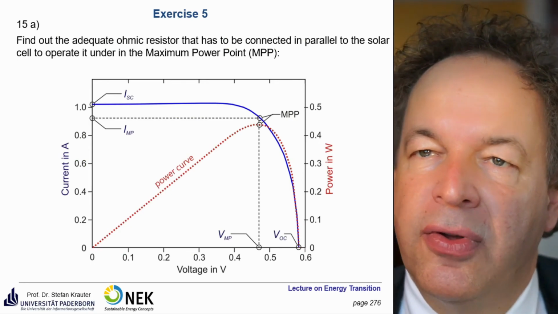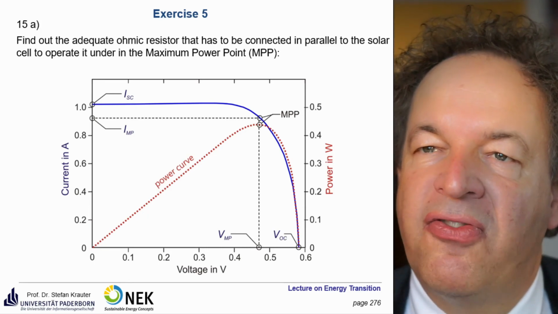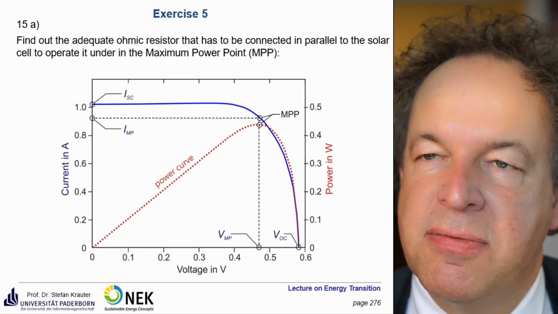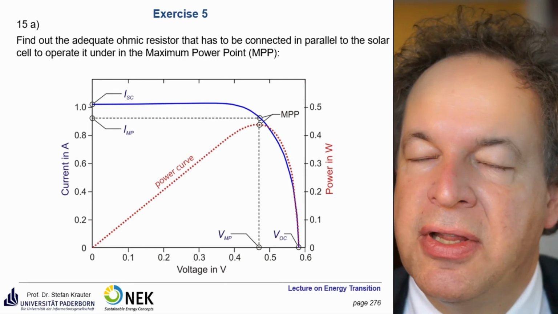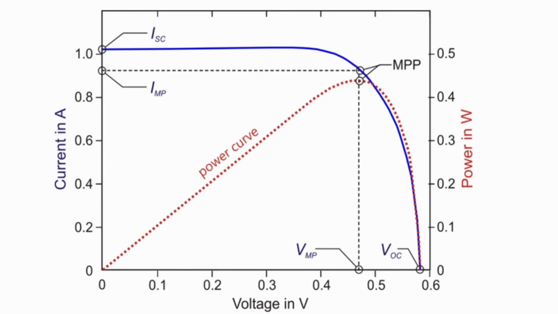So we have here an IV curve. You have to find out the adequate ohmic resistor that has to be connected in parallel to the solar cell in order to operate in the maximum power point, MPP. So with all the data here in the IV curve, you have the voltage and the current in the maximum power point, and you just put it in here. If you look it up, the voltage in the maximum power point is 0.47 volts. The current in the maximum power point, if you take a look here, is 0.905 amps. And if you calculate that, it's 0.52 ohms.